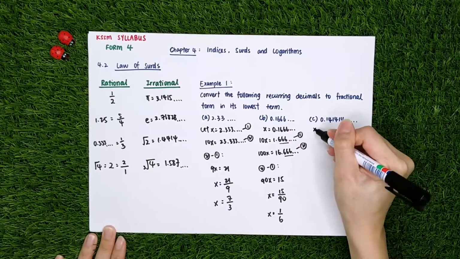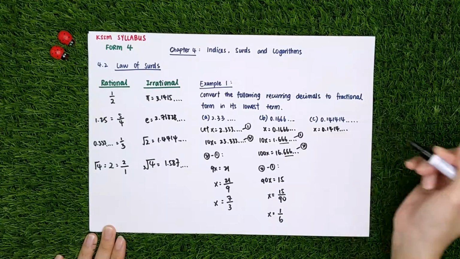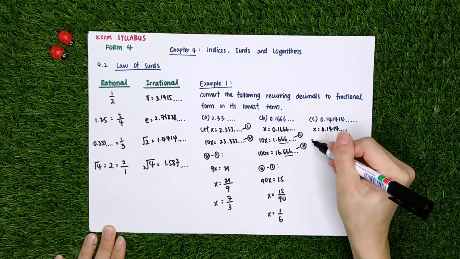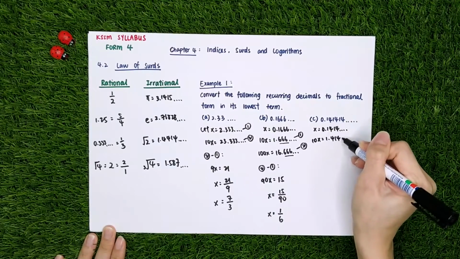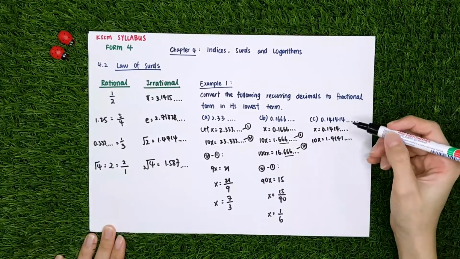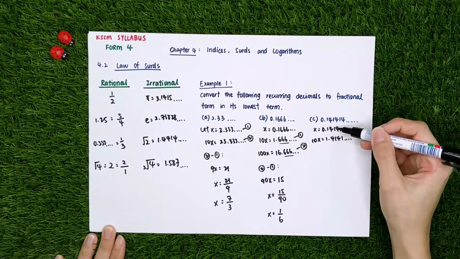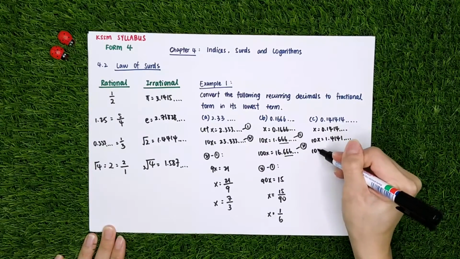Okay? So let x equal to 0.1414 and still a lot of 14 behind. 10x equals to 1.4141 and a lot of 4141 behind. So you can see here they are totally not the same. Here is 1414, here is 4141. So you must times 10 again.